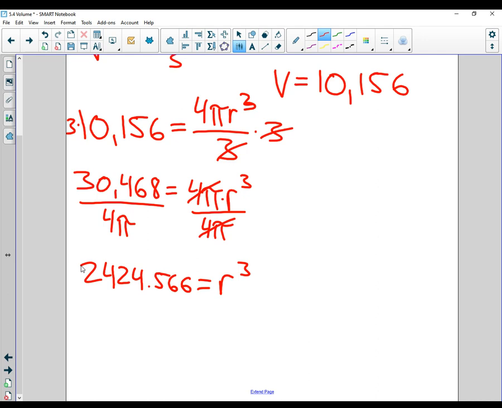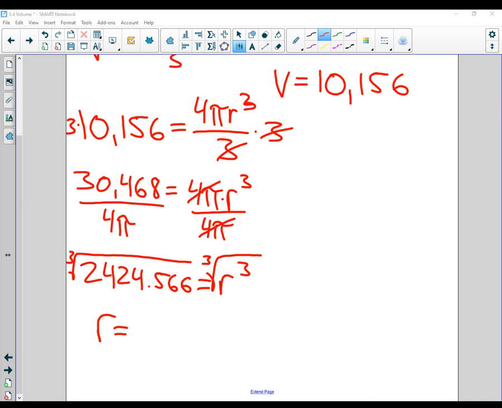Oh, r is still not by itself. What's in the way? How do you undo a cube? If it was square, how do you undo a square? So don't square root it, but cube root it. So if we take the cube root, the cube root of r cubed is just going to be r. I'm going to write it on this side.